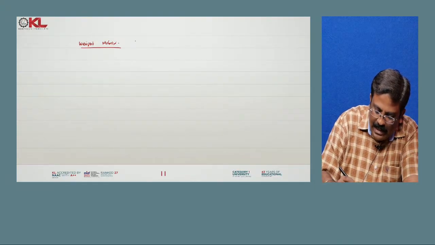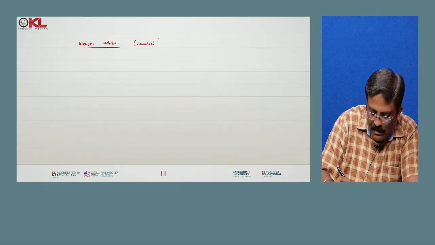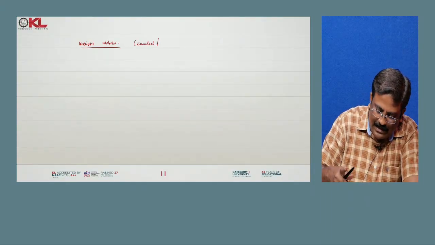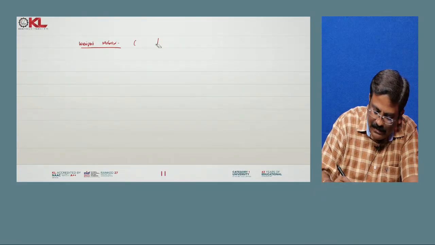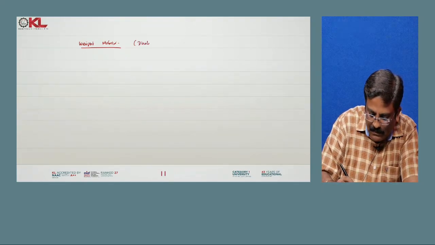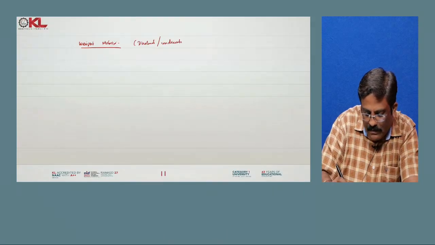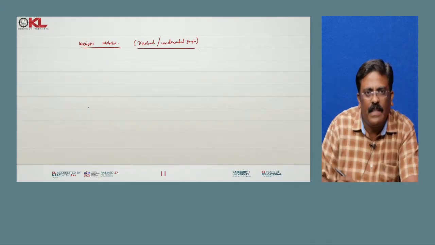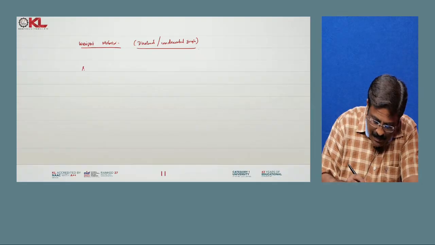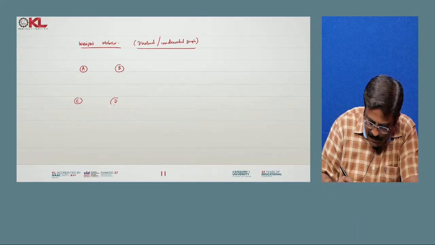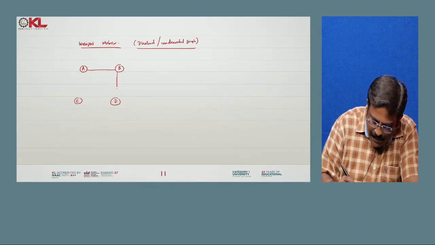Weight matrix, either for a connected graph or a not connected graph, either for a directed graph or an undirected graph. Okay, so let's say for example A, B, C, D. This I am going to consider for the undirected graph now, because directed we know how to write it.